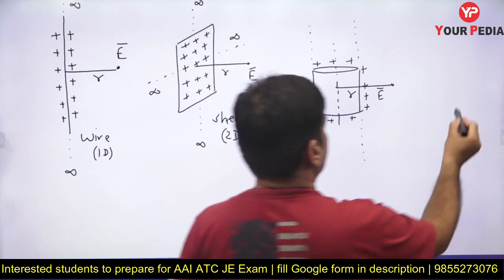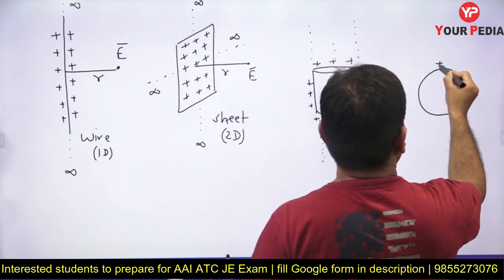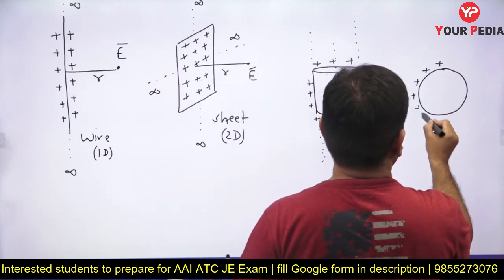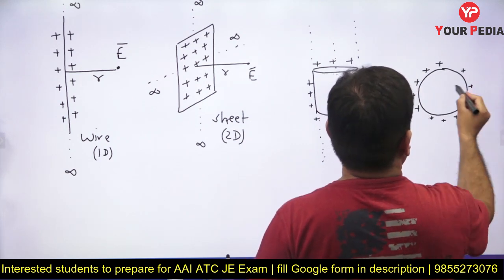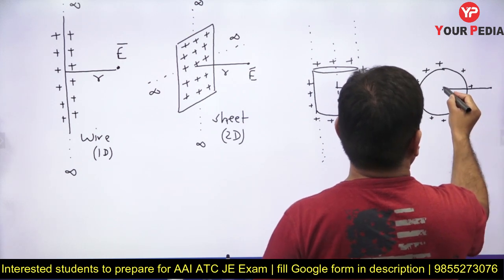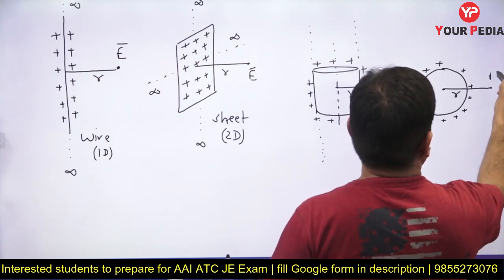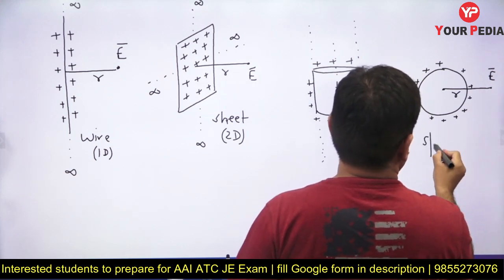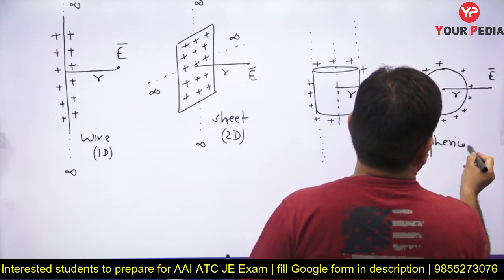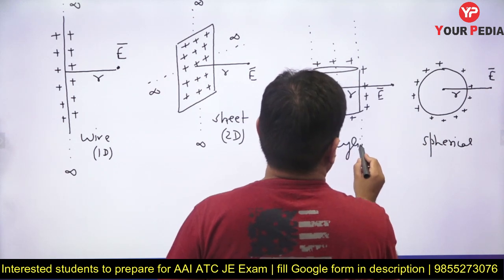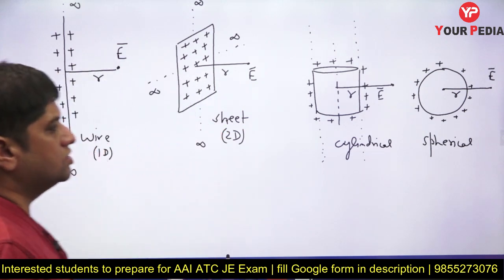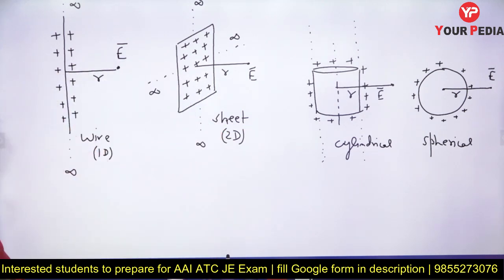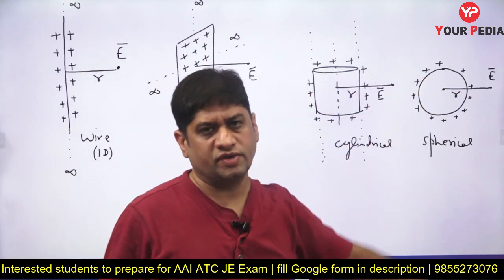Or instead of a cylinder, I can give you a spherical shaped body also. So can you find out the electric field at a distance, let us say r, from the center of this spherical shaped body? This is the cylindrical body, this is the spherical body, and you know these cylindrical and spherical bodies have charge densities, that is, charge is distributed on their surface.